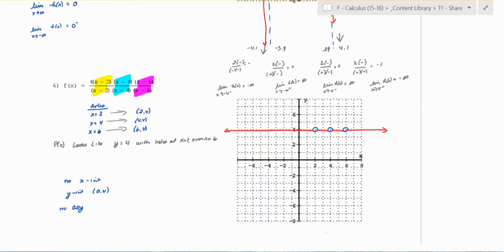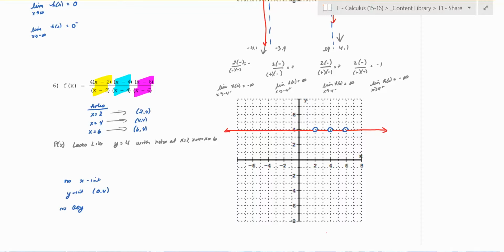Because you canceled 3 times, what do you have 3 of? 3 holes. So what's left? F of x is equal to 4. What does this look like when you fill in all the holes? F of x equals 4. That's what it looks like. There are 3 holes right there.